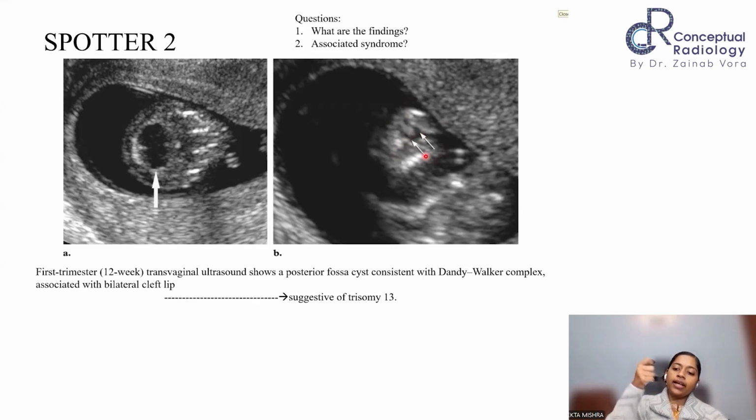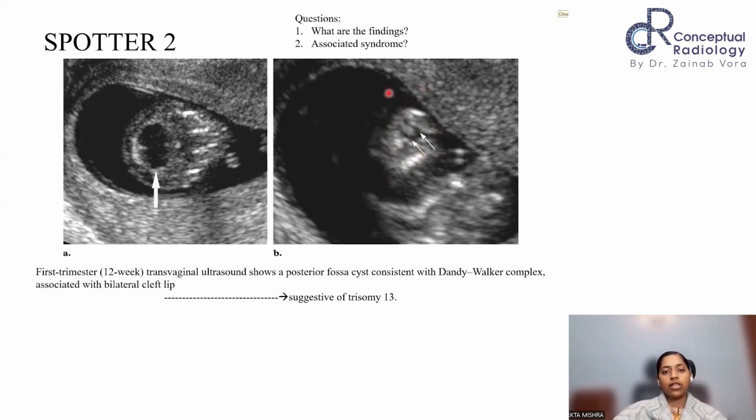Now, if I'm going anteriorly, I'll see lips. So if I'm seeing a complete mandible, I'm likely anterior to the PMT view, and that's why the nasal bone is not seen very nicely in this view. So this is also suggesting cleft lip. Now lips are a structure which is going to appear later.